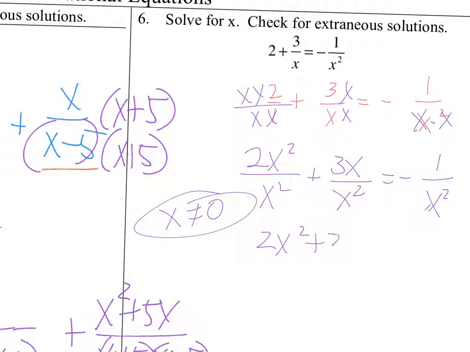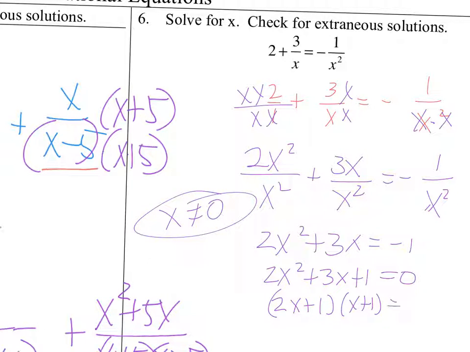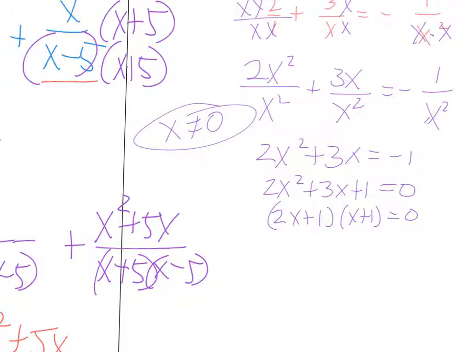2x squared plus 3x is equal to negative 1. Bring that over. 2x squared plus 3x plus 1 is equal to 0. By golly, that looks factorable. Let's turn to 2x plus 1 and x plus 1. In other words, x equals negative 1/2. X equals negative 1.